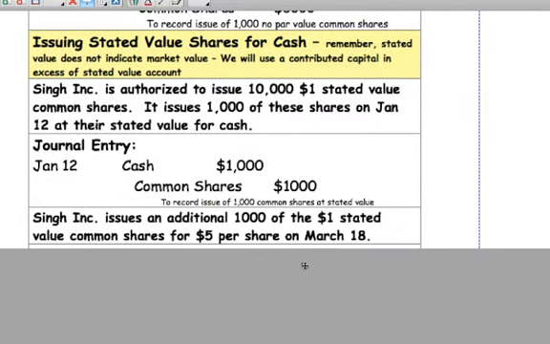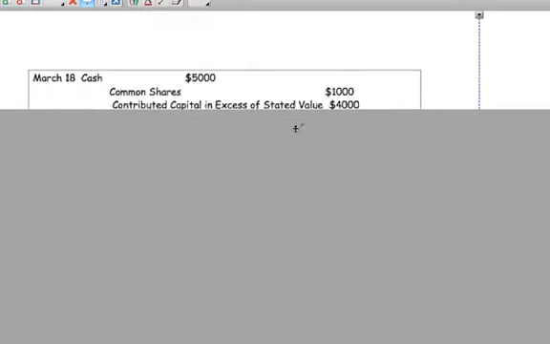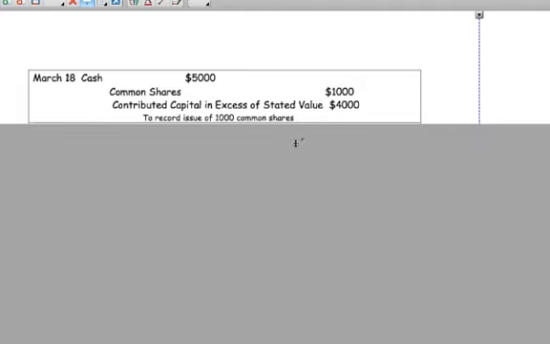Now, let's see what happens when they sell it above their stated value. So again, Singh Incorporated issues an additional 1,000 of the $1 stated value common shares for $5. So they're selling 1,000 shares for $5. However, they are $1 stated shares, which means the $1 goes into common shares. So how much cash did we raise? Well, we sold 1,000 shares for $5. So now let me flip to my second page here. Cash is debited for 5,000. Common shares is credited for 1,000 because that's the stated value. We sold 1,000 shares for $1 stated value. So the $1 has to go in common shares. And the $4 that was in excess of the stated value goes in contributed capital in excess.